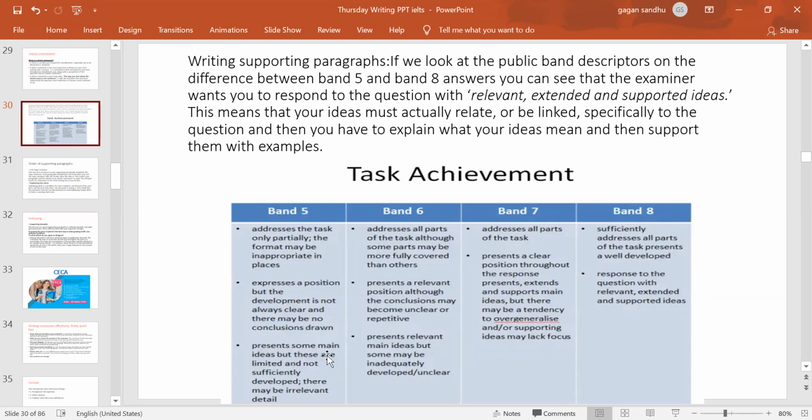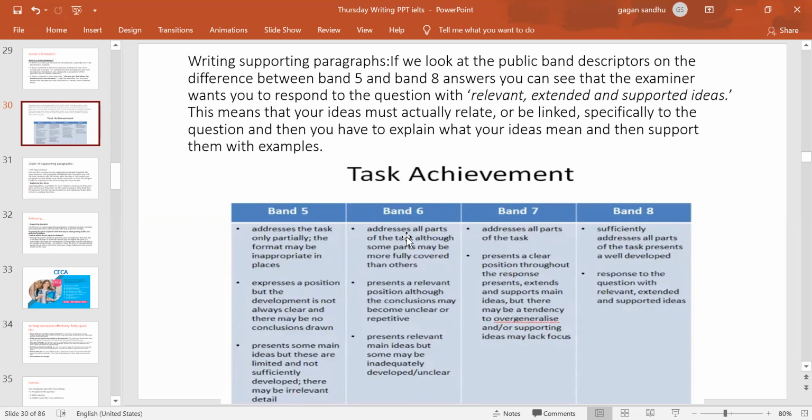Then present some main ideas, but these are limited and not sufficiently developed. So main idea, that means I write I agree because this will help to speed up the process, but I didn't bother to explain why it will speed up the process, right? So not sufficiently developed, this means that there may be irrelevant detail. So maybe I'm writing an idea which is not related to my topic, I'm going off topic.